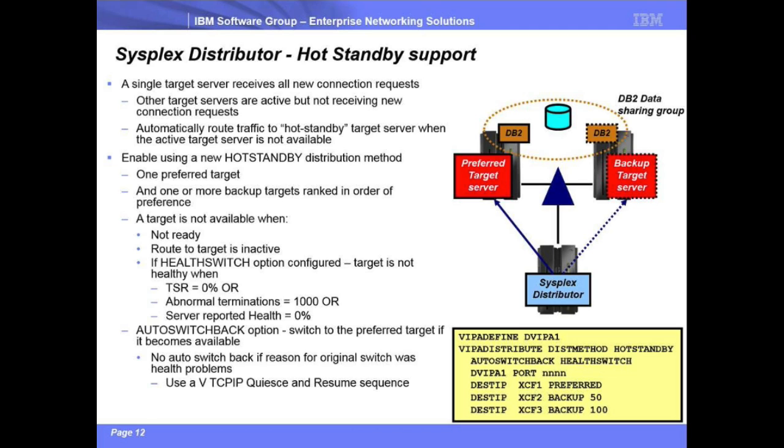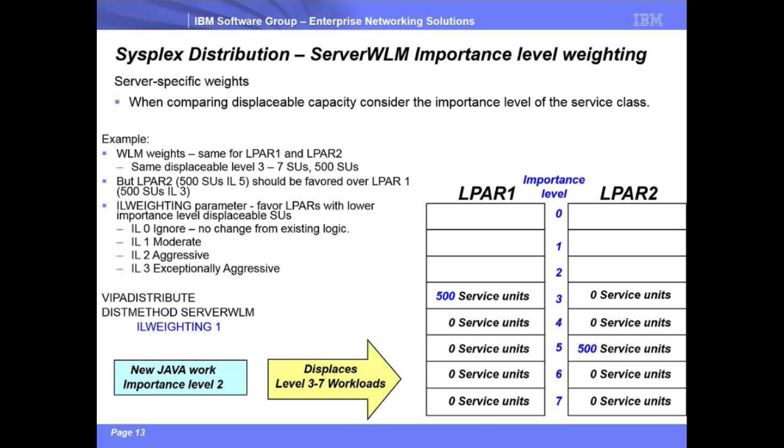Okay, so now I'm going to be describing some functions related to server WLM. In general, when server WLM is used, one of the factors is, as a connection request is received, based on the importance level of that workload, it looks at displaceable capacity. WLM ranks all workloads by an importance level, with importance level 0 being the highest or most important, and importance level 7 being the lowest.